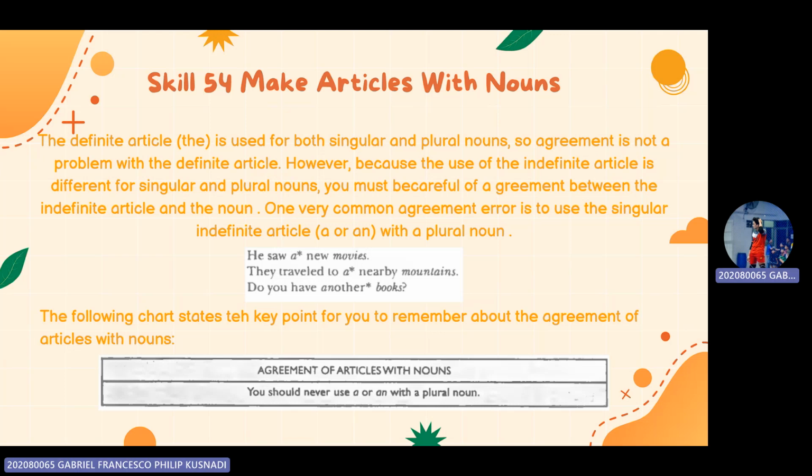The first example is wrong because a movie with s should be plural. For the second, mountains with s is plural too, and the third is the same. The following chart states the key point for you to remember about the agreement of articles with nouns. You should never use a or an with a plural noun.